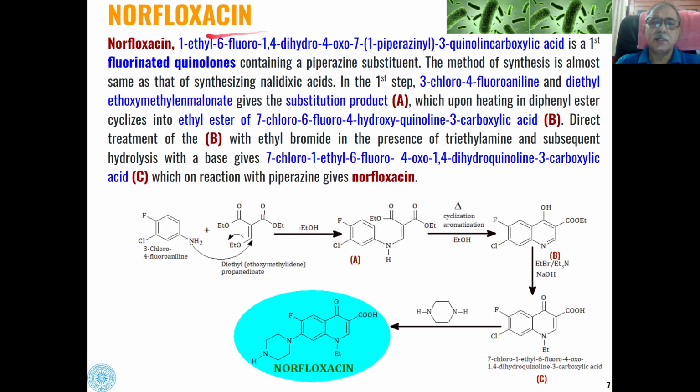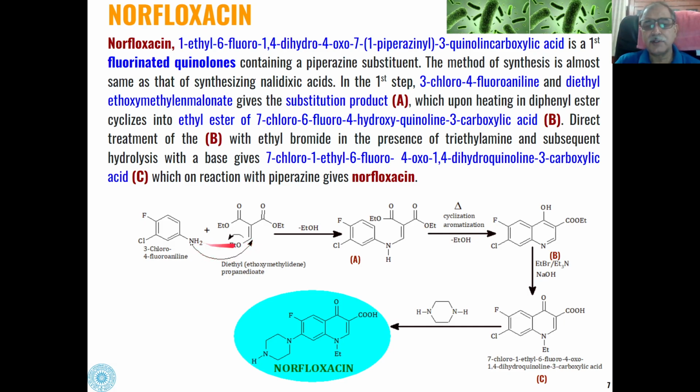The next is norfloxacin. Norfloxacin is similar to ciprofloxacin. Only difference is that in place of cyclopropylamine, we are using ethylamine. So here 3-chloro-4-fluoroaniline is reacted with the same reactant which we have used in the first method of ciprofloxacin, diethyl ethoxymethylenemalonate. So here this will act as a nucleophile.